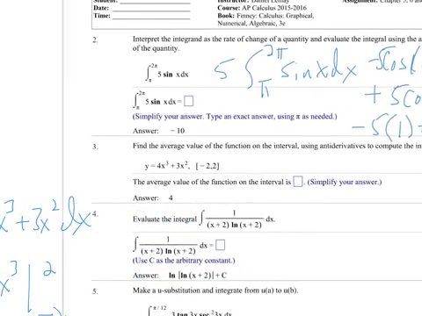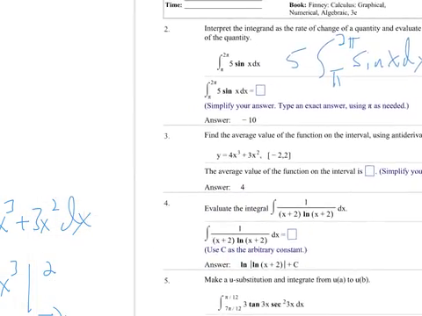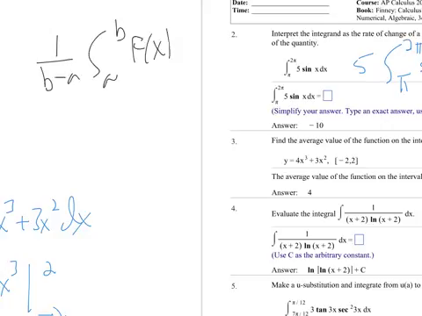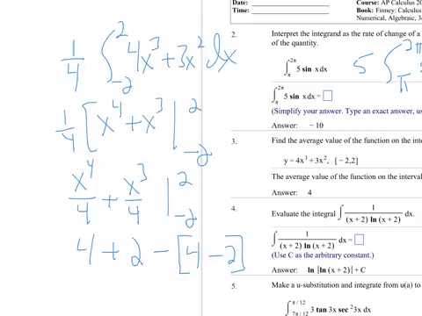Next one, we're going to find the average value of that function using the antiderivative. Well, remember the formula for the average value is 1 over b minus a times the integral from a to b of f of x dx, right? So I found 1 over b minus a, which is 1 over 2 minus negative 2 turns to plus 2, so that's where the 1 over 4 came from. And then I did that from negative 2 to 2 of that function.